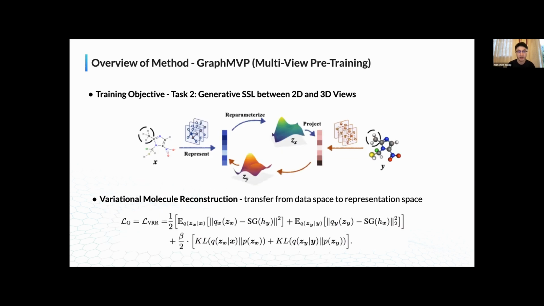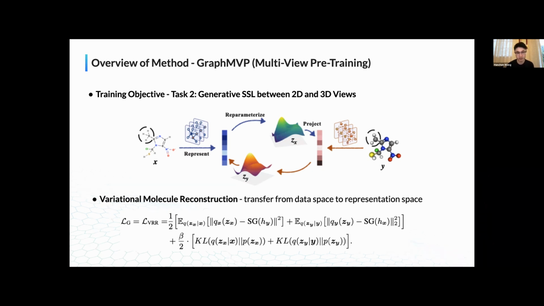The second part of the training objective is what we call a generative self-supervised loss between the 2D and 3D views of the molecules. Generative self-supervised learning is also a classic track for unsupervised, self-supervised pre-training. It aims at learning an effective representation by self-reconstructing each data point. A famous example is the autoencoder or variational autoencoder.